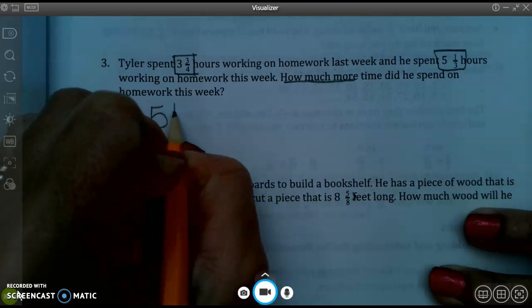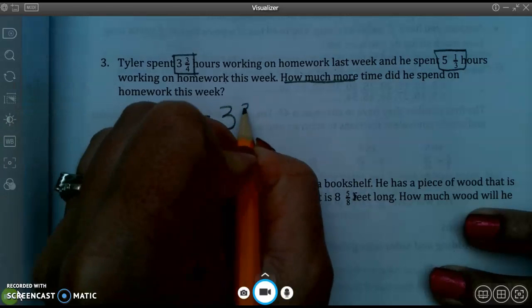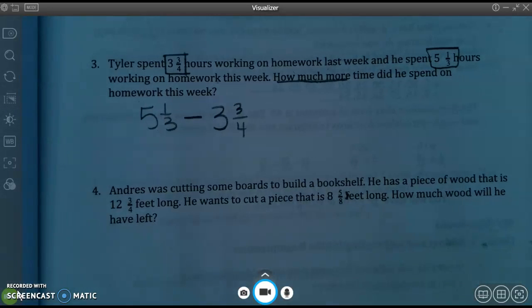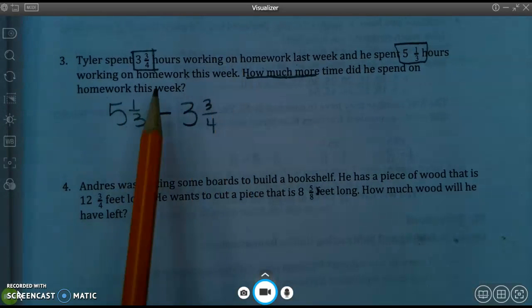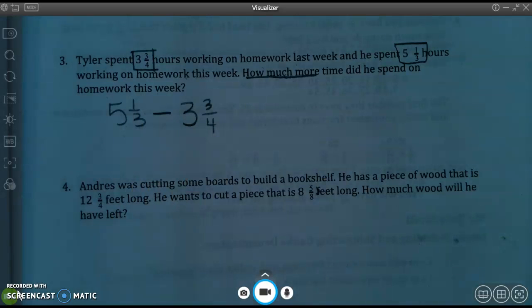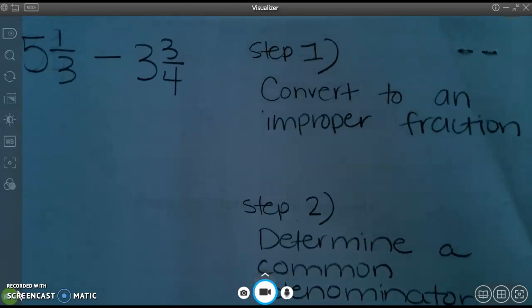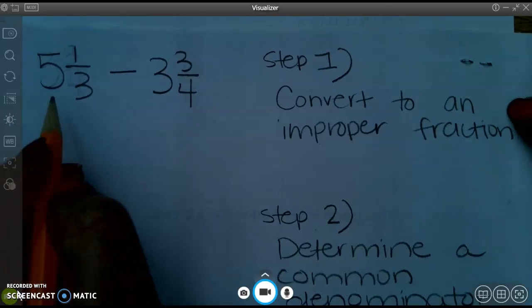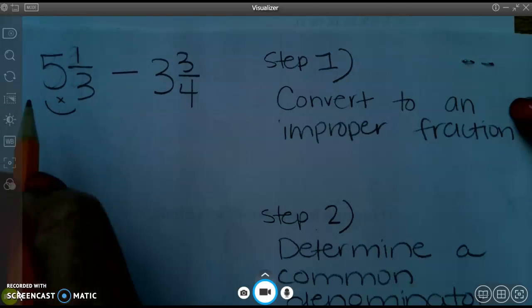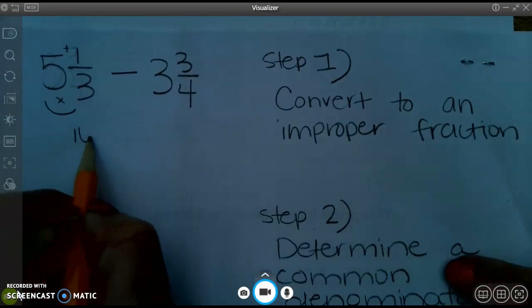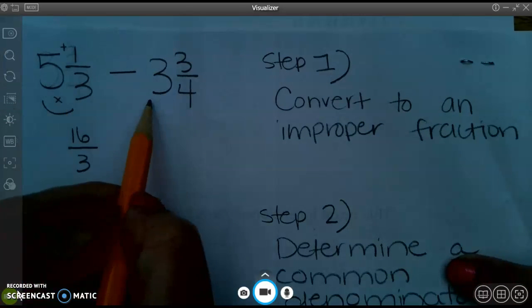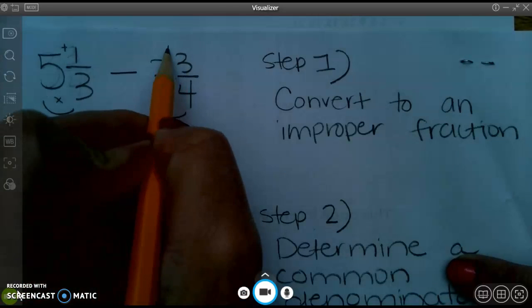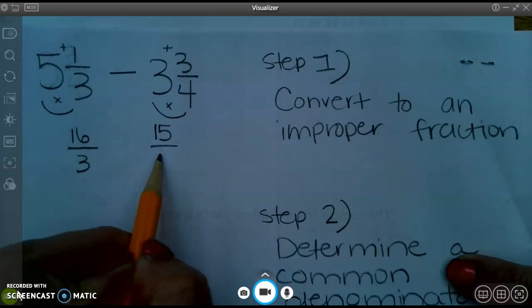So I'm going to do 5 1/3, because it's the larger value, minus 3 3/4. Now, we're not going to subtract mixed numbers. We're going to convert to an improper fraction instead. Now you don't have to. You can work subtraction problems as mixed numbers. We're just not going to. Okay? So step 1, convert to an improper fraction. Alright, so 5 times 3 is 15, plus 1 is 16, so this is the same as 16/3. 3 times 4 is 12, plus 3 is 15, so this is the same as 15/4.